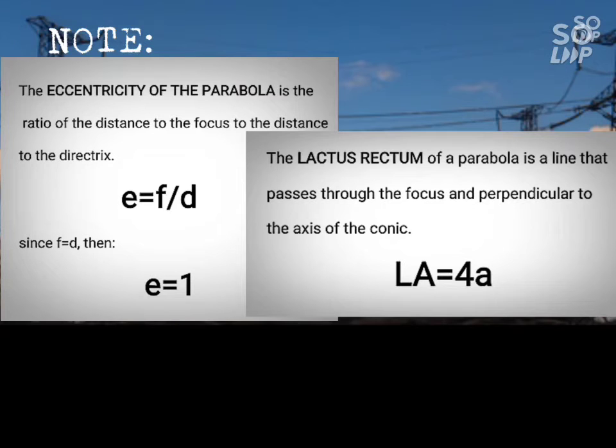Note: the eccentricity of the parabola is the ratio of the distance to the focus to the distance to the directrix, where e equals f over d. Since f equals d, then e equals 1. The latus rectum of a parabola is a line that passes through the focus and is perpendicular to the axis of the conic, where the equation is LR equals 4a.